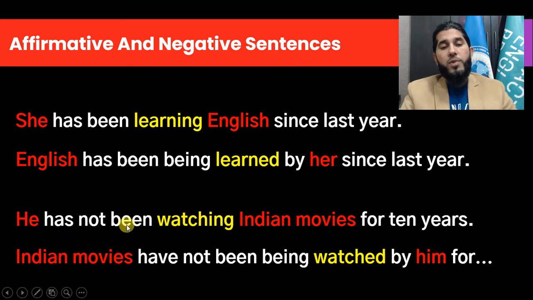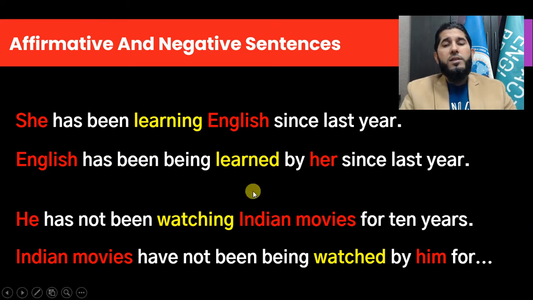So now again, look at the structure. He has not been watching Indian movies for 10 years. It's a negative sentence, a negative form. So he, subject; has, and then not, and then been. Keep in mind that the word not comes between these two auxiliaries: has, not, been, and then the main verb ing form, and then Indian movies is the object. So the subject here, he, is the doer of this action, watching, and the object is the receiver of this action, and therefore we say it is passive form.